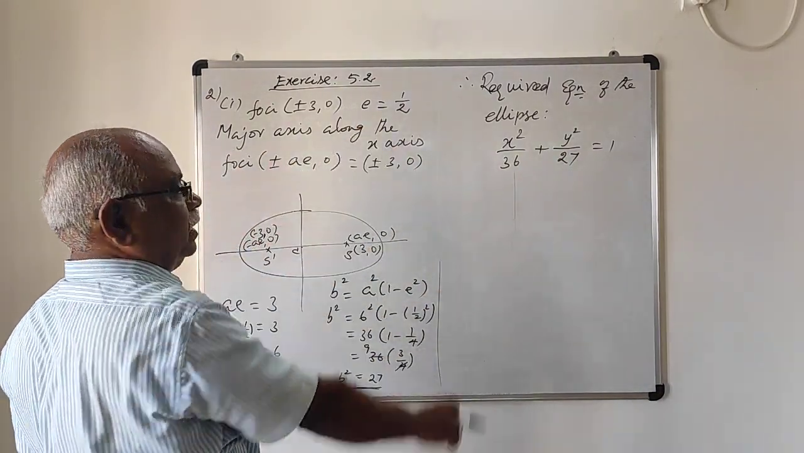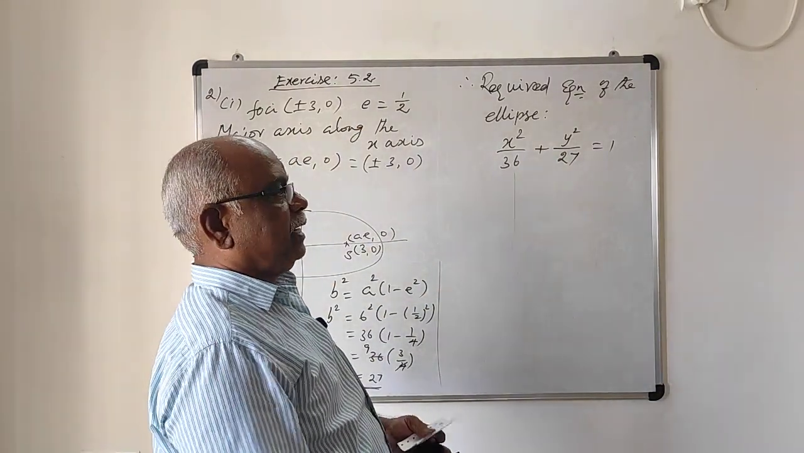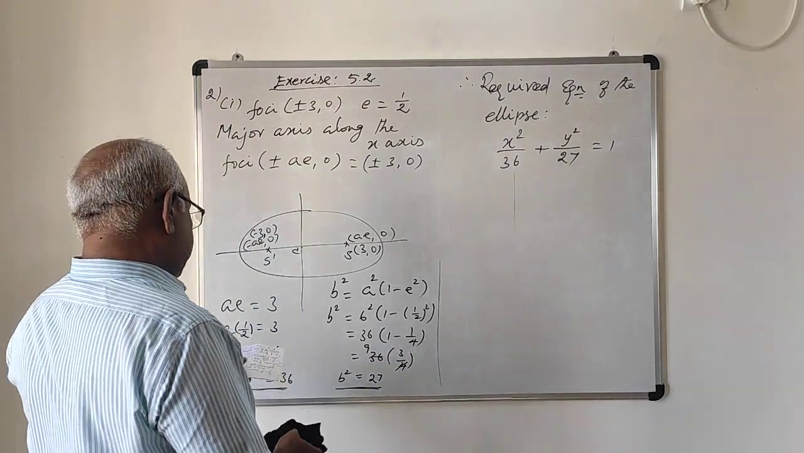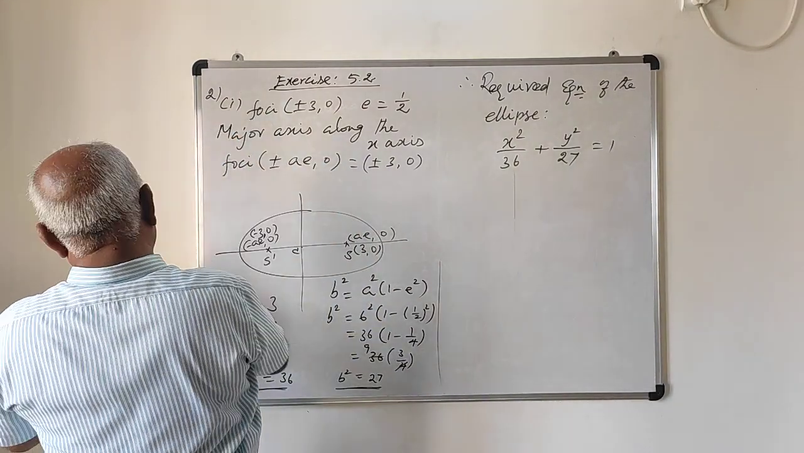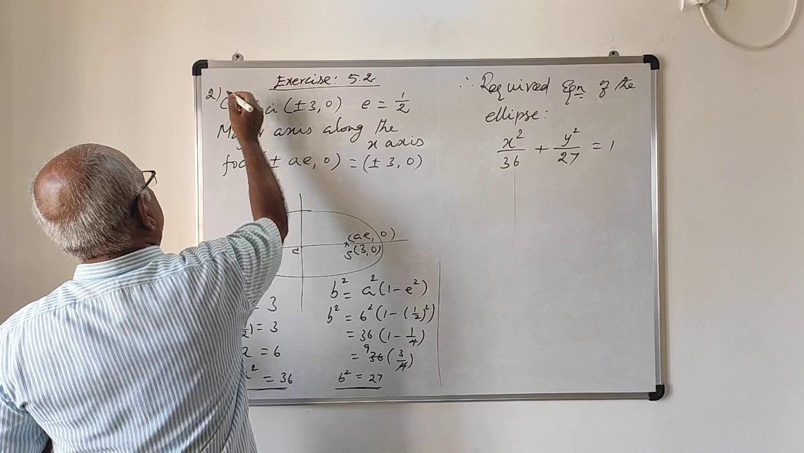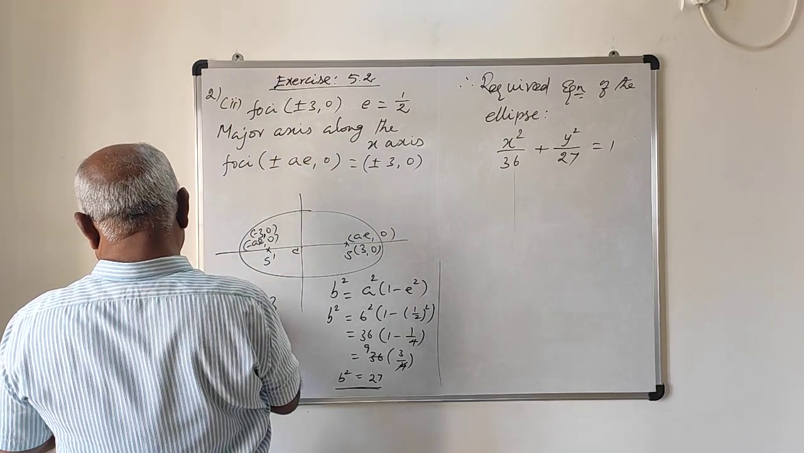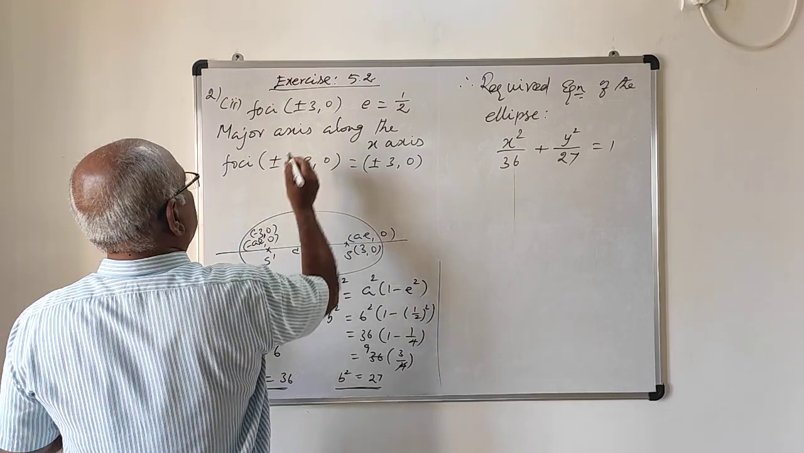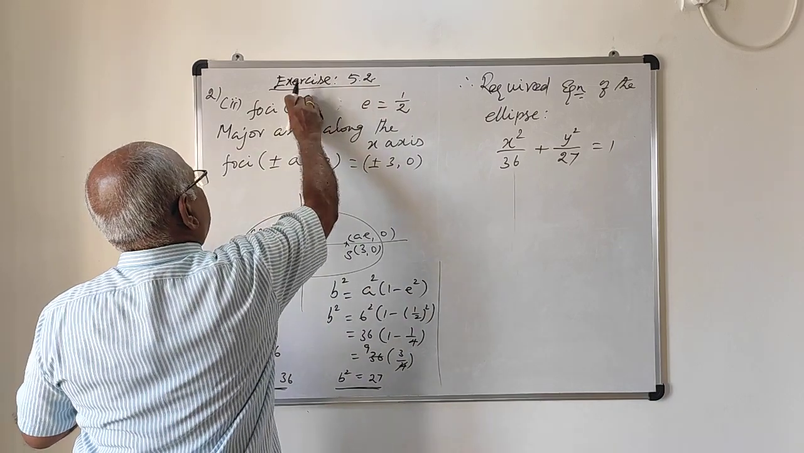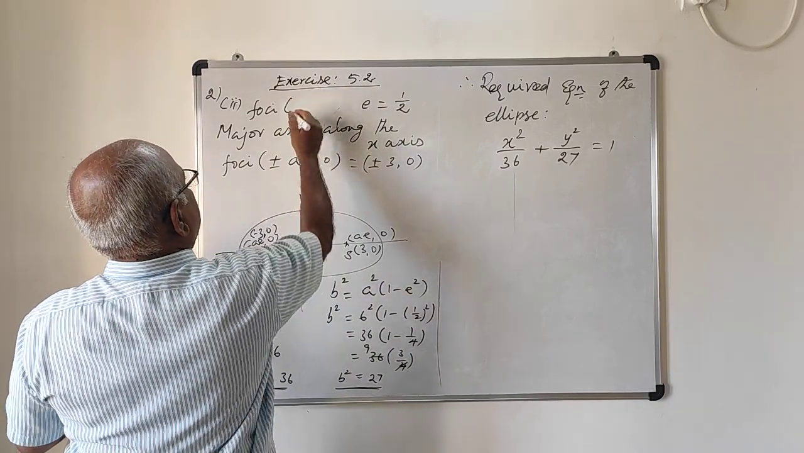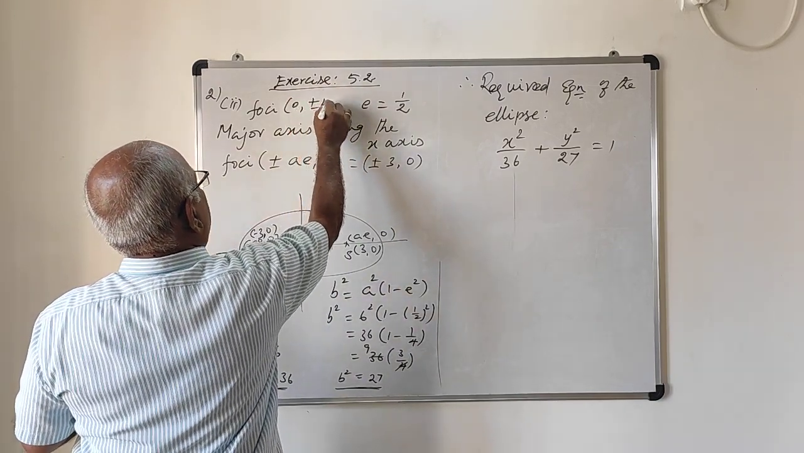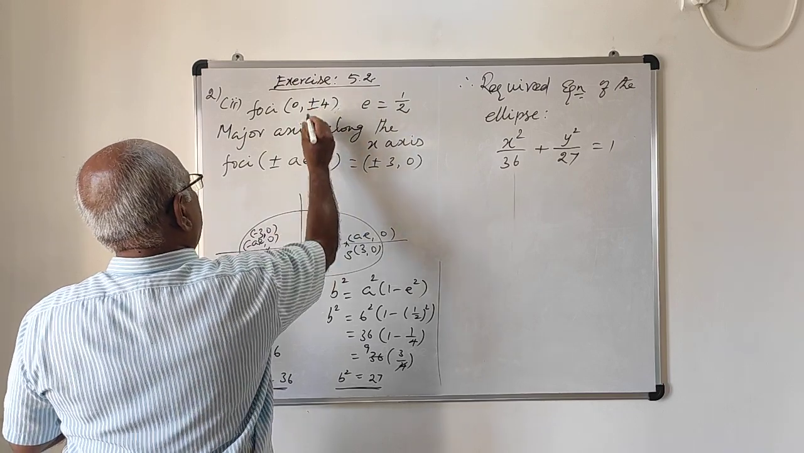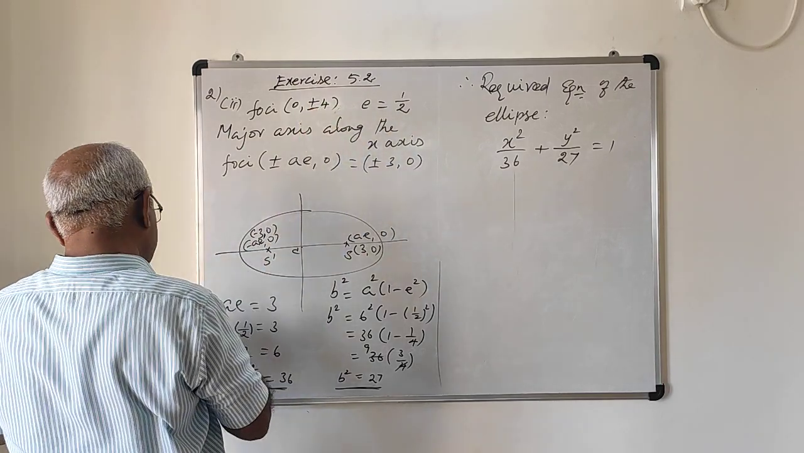That is the problem for this first subdivision. Next, second problem we will see. The second subdivision in the second problem is: given foci 0, plus or minus 4. Here, foci are given as 0, plus or minus 4.